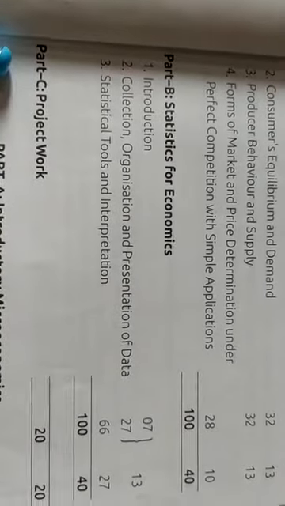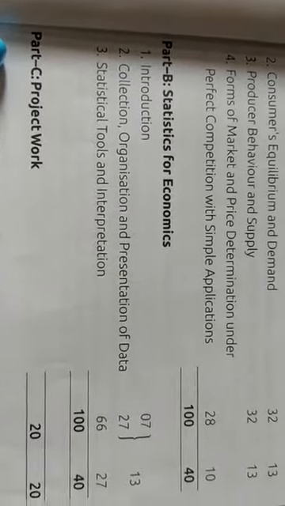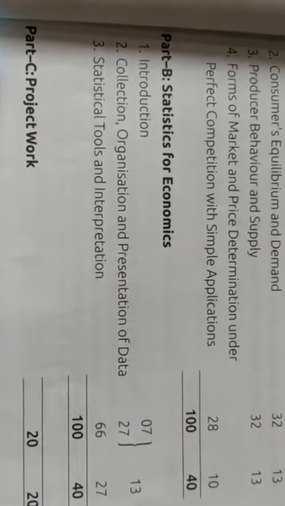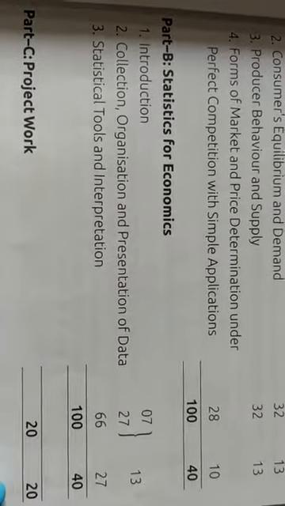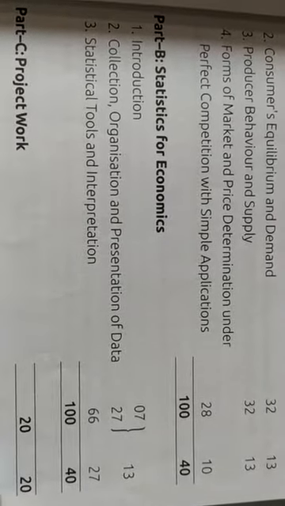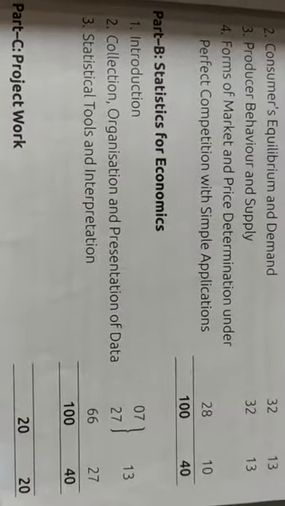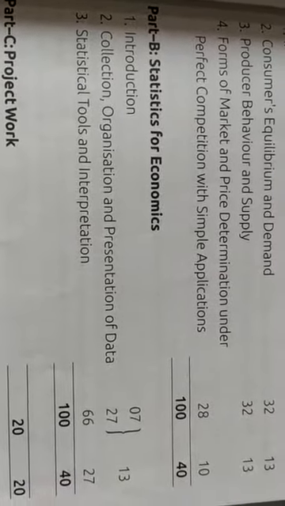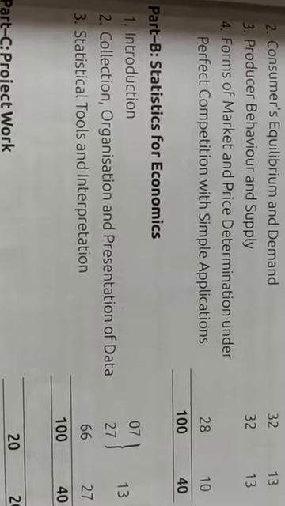Part C is a mandatory project work in which we will provide you different topics on which you have to prepare a project, which comprises 20 marks. And in these 20 marks, 12 marks are for your project work and 8 marks are for your Viva portion.